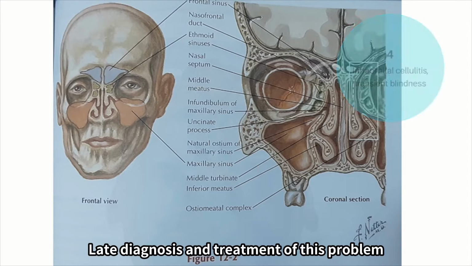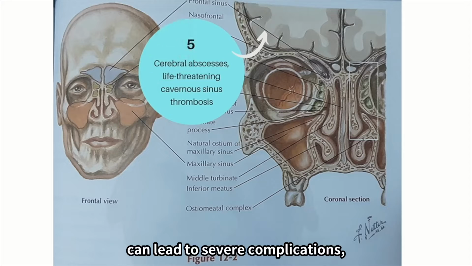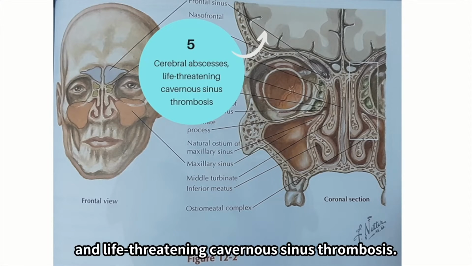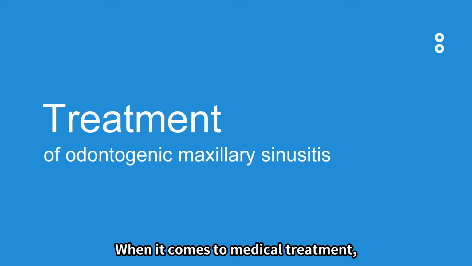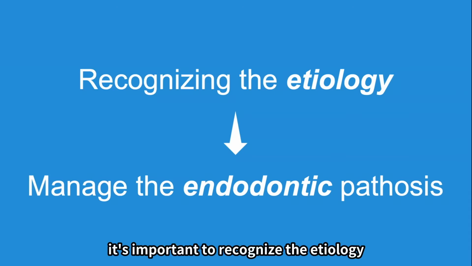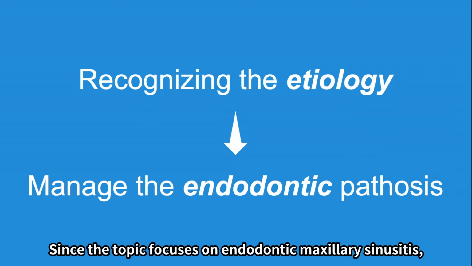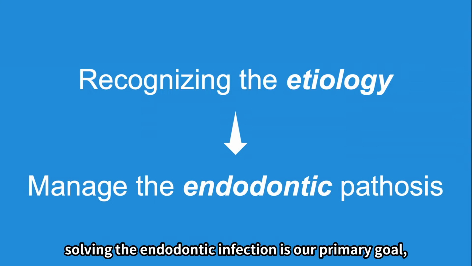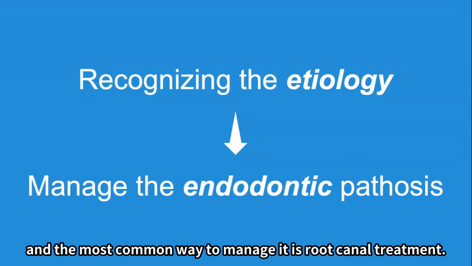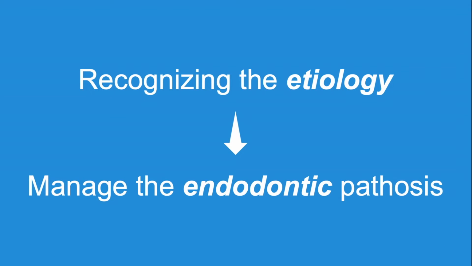Late diagnosis and treatment of this problem can lead to severe complications, such as cerebral abscesses and life-threatening cavernous sinus thrombosis. When it comes to medical treatment, it's important to recognize the etiology and choose an appropriate treatment accordingly. Since the topic focuses on endodontic maxillary sinusitis, solving the endodontic infection is our primary goal, and the most common way to manage it is root canal treatment.